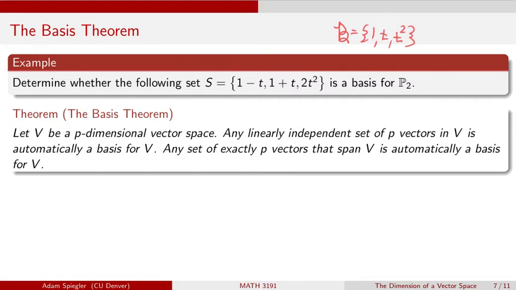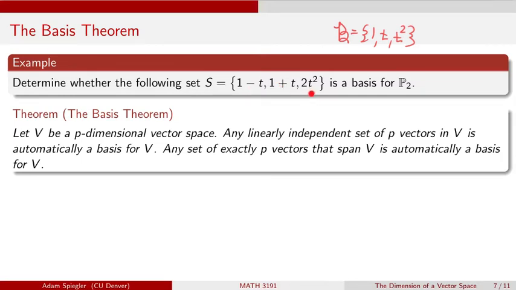And so if we look at our example with our vector space V being P2 and our set S consisting of 3 vectors, 1 minus t, 1 plus t, and 2t squared, we've got 3 elements in this set. So all I need to do is show that these 3 elements are linearly independent, and then we'll have a basis. And so for example, this first vector in set S, I can tell is linearly independent from the second vector in set S, since the first vector is not a scalar multiple of the second vector. So these two are linearly independent.